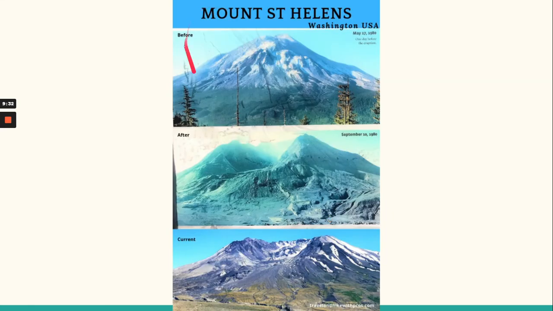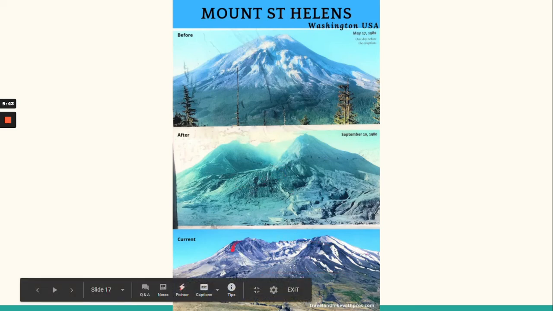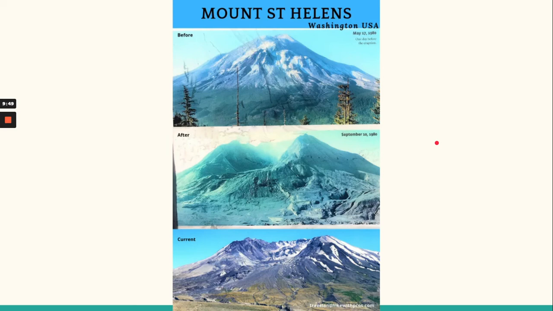So here you can see what it looked like before it erupted. And then there was this very large landslide that occurred as a result of the earthquake. So this whole side kind of caved in. And then this is what it looks like today. And scientists are constantly monitoring this volcano because it is technically still active, although it is not actively erupting.